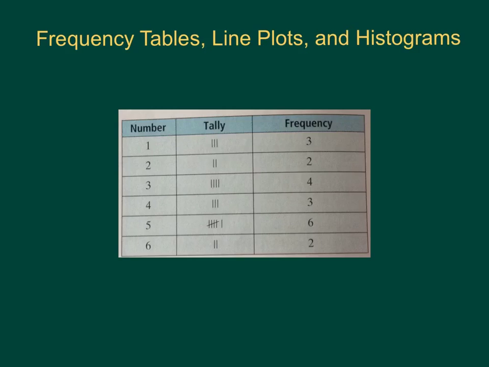Good. What I just made there is called a frequency table, because as you can see, there is the information that I'm trying to find, which is the number that was rolled. This tally mark shows how many times that it happened. Here's the frequency, meaning it occurred 3, 2, 4, etc. So a frequency table basically lists the data and the number of times it occurs.